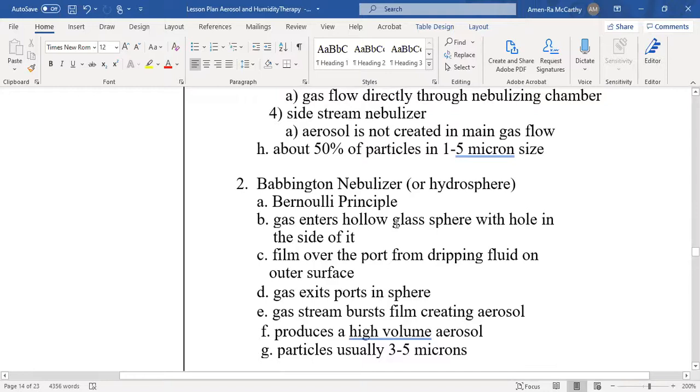That's the one with the glass sphere with a hole on the side of it. All right. It produces a high volume of aerosol. Particles are 3 to 5 microns. Okay. And it's a lot of them.